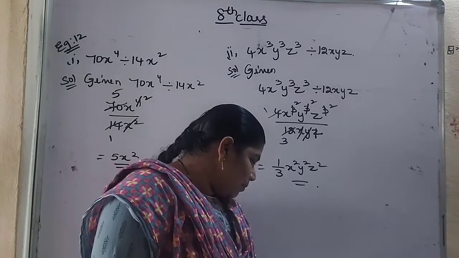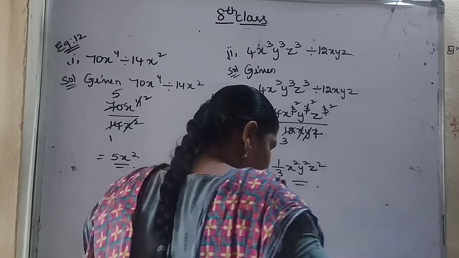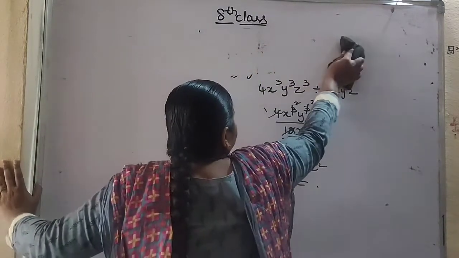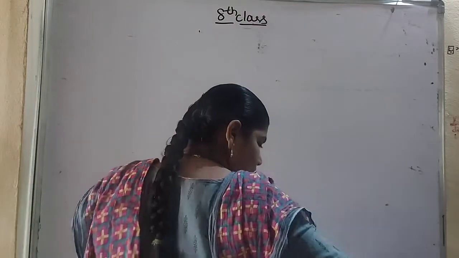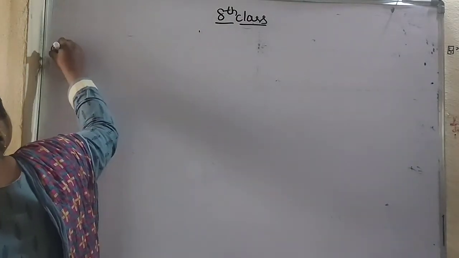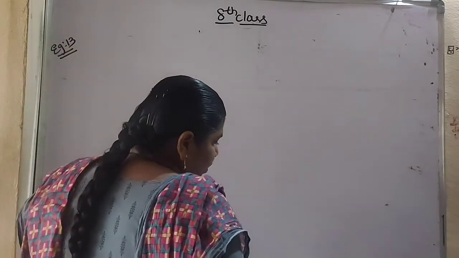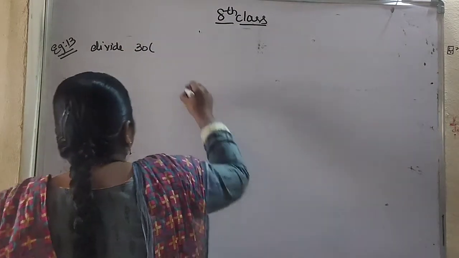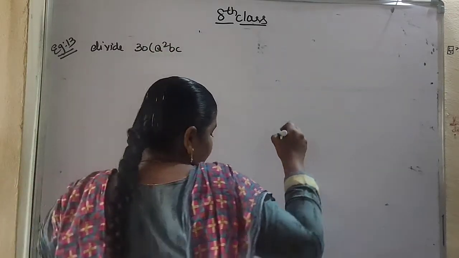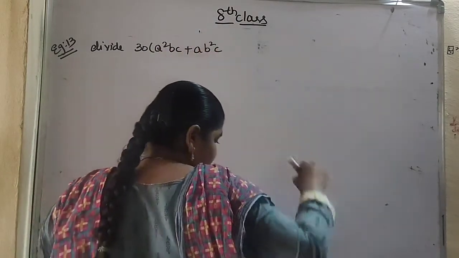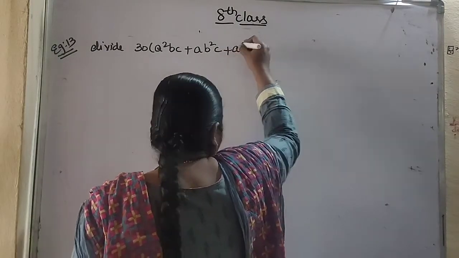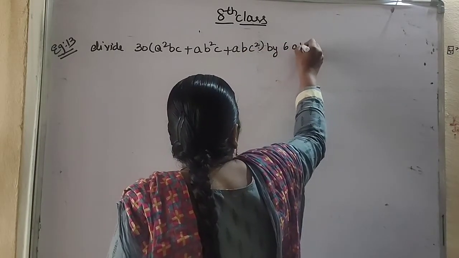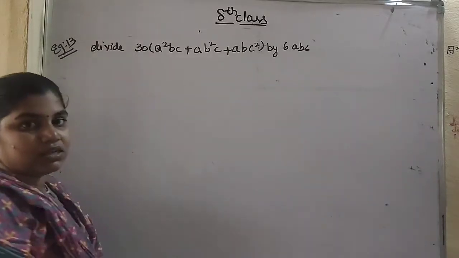So next is example number 13, that is divide 30a square bc plus ab square c plus abc square by 6abc. So this whole term we have to divide with 6abc.